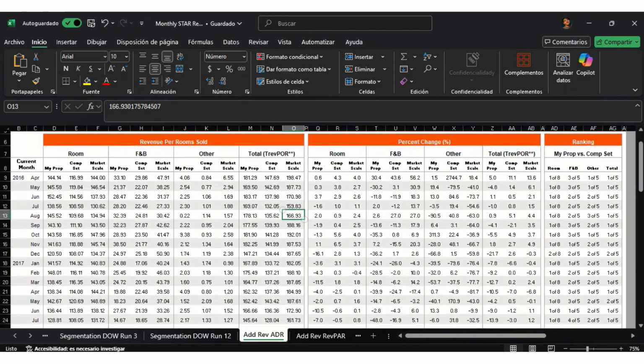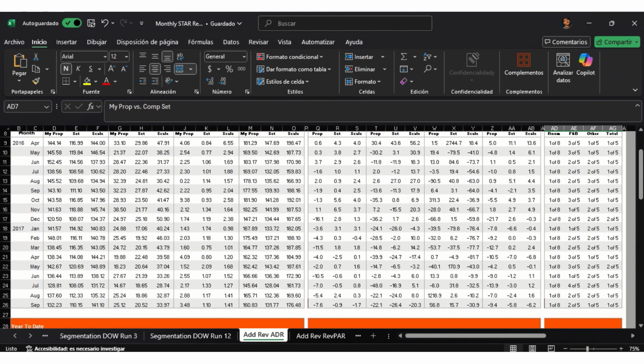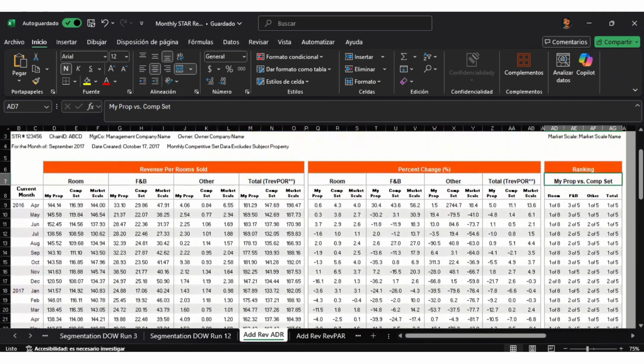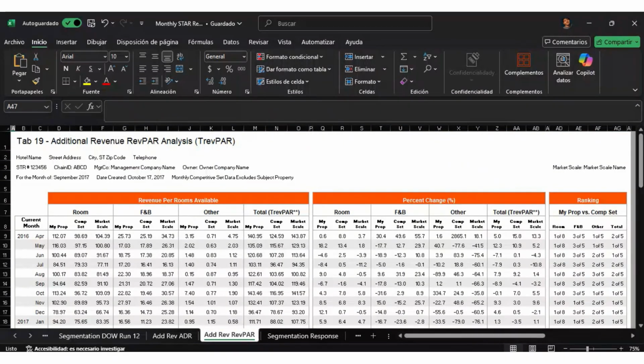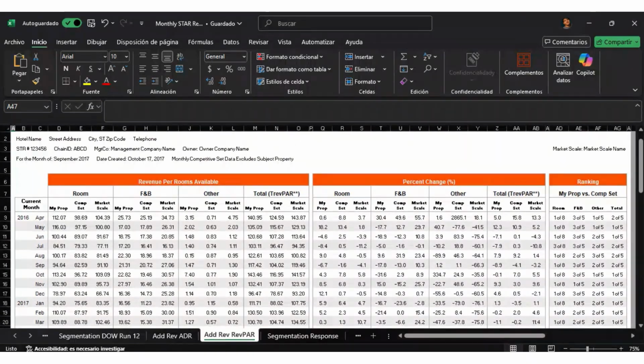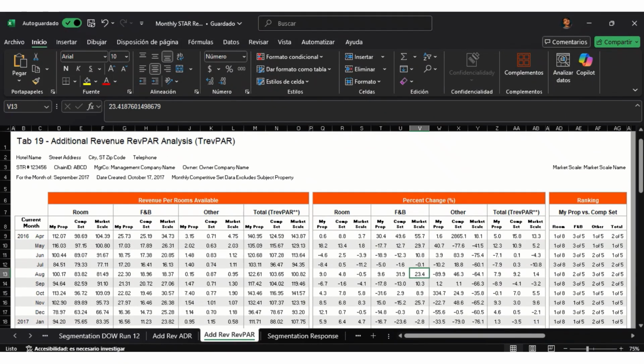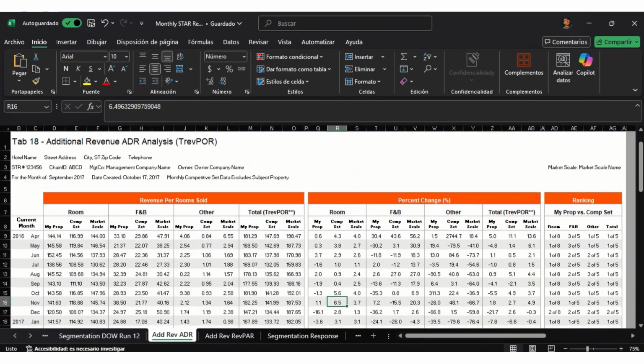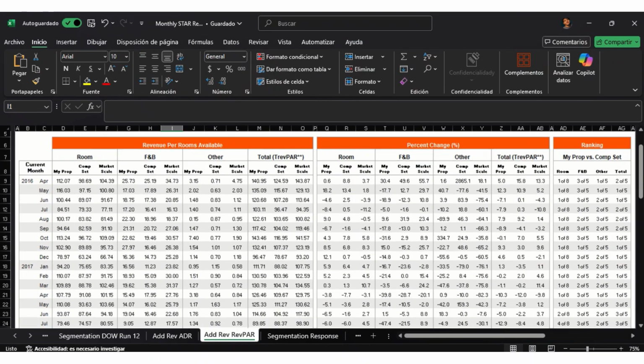And here we have it, and the ranking, obviously, of my property versus the comp set. And there we are, the total TrevPOR, other, and so on. Then we have it for additional revenue RevPAR analysis, that is the TrevPAR. This tab contains additional revenue data related to RevPAR. Actually, it's a little similar to the other one, but this gives us information about RevPAR, and that one was for the ADR. So that's the only difference, and the information is really similar.